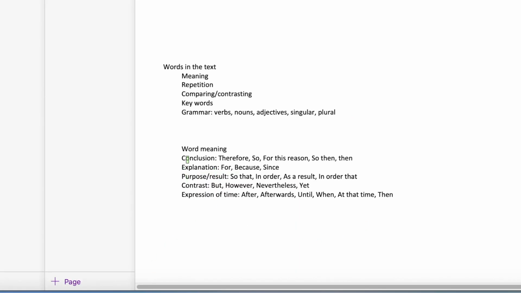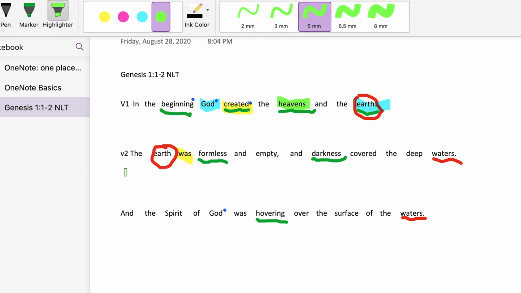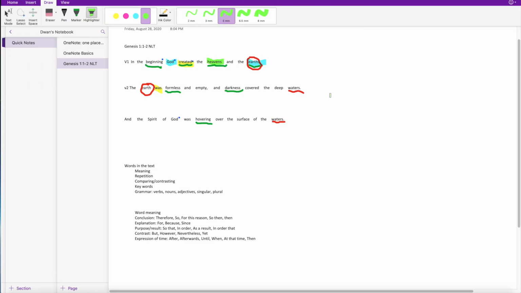Then you can also check to see if you have any of these transitional contrasting words, and I don't think we have any of these contrasting words in this text. So that's how you break down a text to try to understand what's going on and how you can better understand the first part of observation.